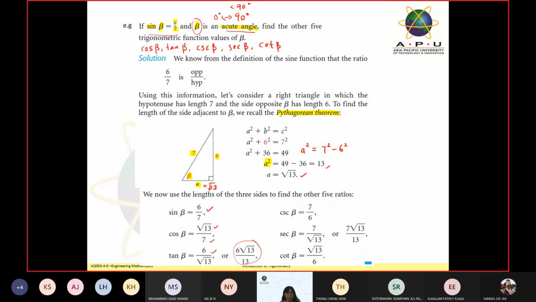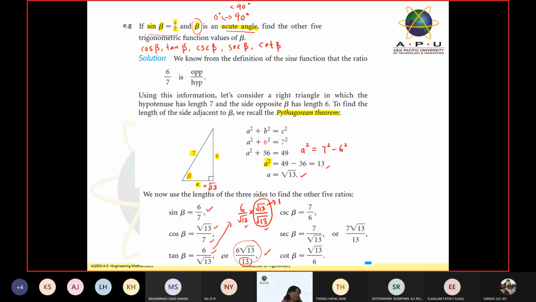Can you understand how we get to this answer? Let me explain. We multiply the whole thing by square root 13 over square root 13. 6 over square root of 13 times square root of 13 over square root of 13. Why can we multiply by this? Because this whole thing equals 1. Square root 13 times square root 13 at the bottom gives you 13. At the top, we have square root of 13. So that's how we get the answer.